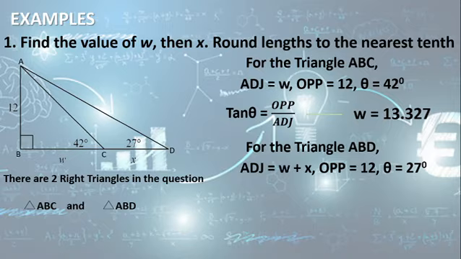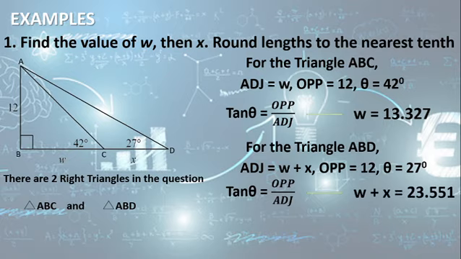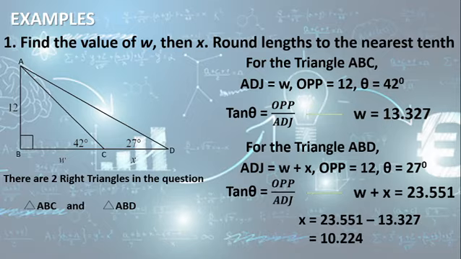Okay, so once again we're going to use tangent. Tan of an angle is the opposite divided by the adjacent, so we insert values, and if you do that correctly, your adjacent, which is W plus X, will give you 23.551. And then we need the value of X. We already know that W is 13.327, so we subtract that, and X will be 23.551 minus 13.327, and our final answer, X, will be equal to 10.224.